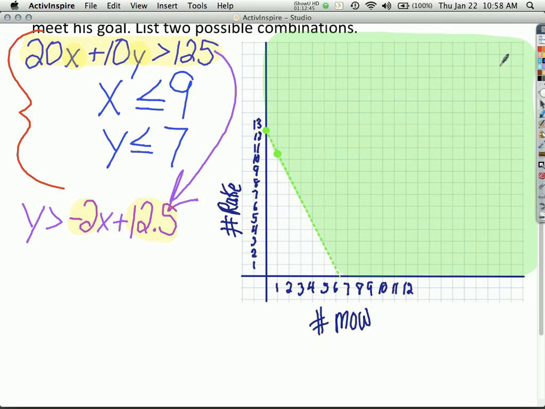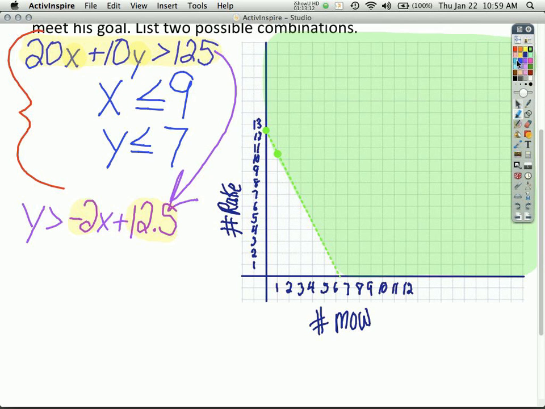However, we have other restrictions. In other words, he's not allowed to work as much as he wants. He can't just work, well, I don't know what this is, 13, 14, 15, 16, 17, 18, 19, 20. He can't work 20 mowing jobs and 20 raking jobs. He's not allowed to because we have these other restrictions here. So now we have to put those into the graph.